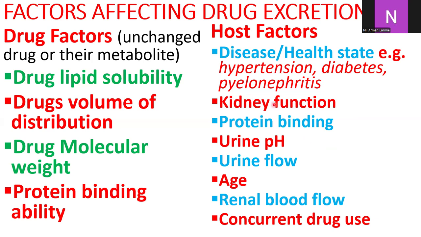The pH of the urine, depending on the nature of the drug. We say drugs usually come as weak acids or weak bases. A more acidic drug may be neutralized in a higher pH environment, and vice versa. A less acidic drug, a more basic drug, may be neutralized in a lower pH environment. So the pH of your environment will affect the drug depending on the nature of the drug.